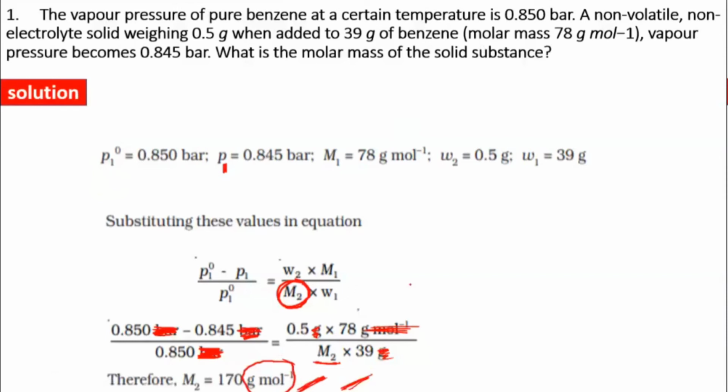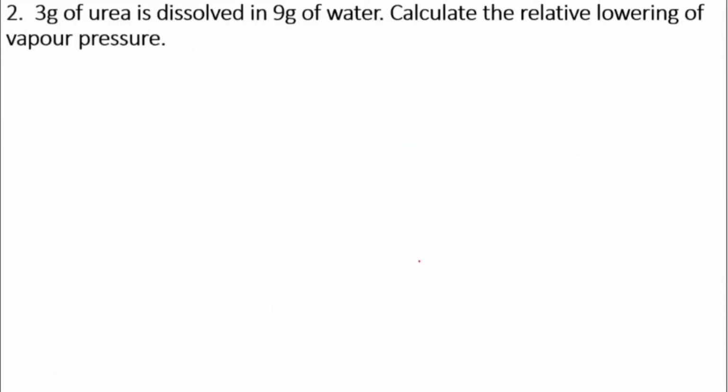We'll go for the second one now. You can see, 3 gram of urea is dissolved in 9 gram of water. Calculate the relative lowering in vapor pressure. You can copy this question first, then we will work it out. Now I want you all to tell me what is given here and what they are asking you to calculate.